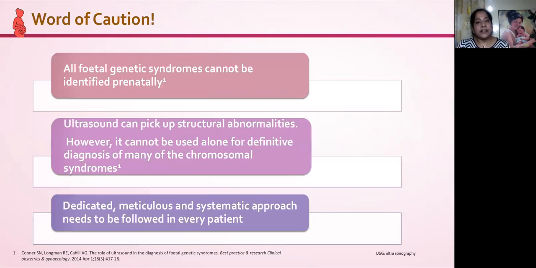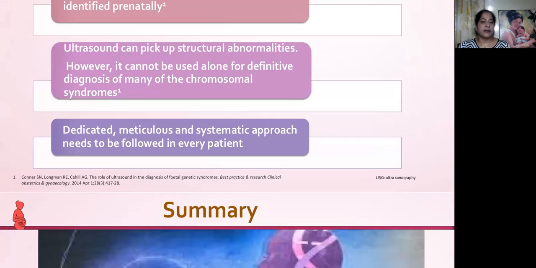However, we've seen the ultrasound markers and we've seen various defects which can be identified on ultrasound. A word of caution here is that all fetal genetic syndromes cannot be identified prenatally. Ultrasound can pick up structural abnormalities, however, it cannot be used alone for definitive diagnosis of many chromosomal syndromes. A dedicated, meticulous, and systematic approach needs to be followed for every patient.